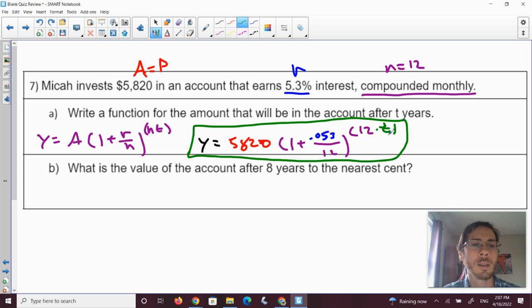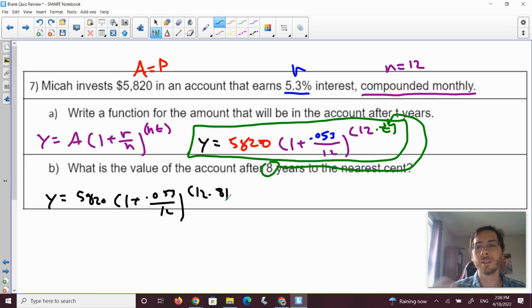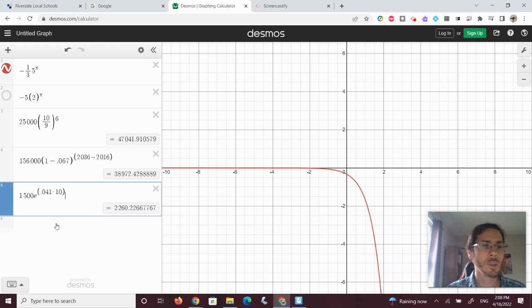All right. And then part B says, what's the value of the account after 8 years to the nearest cent? So again, here 8 is a time. So we're going to take this and plug it in for the t. So y equals 5820, 1 plus 0.053 over 12, 12 times 8. And again, this is something that we have to put in the calculator, so we just go to the calculator.